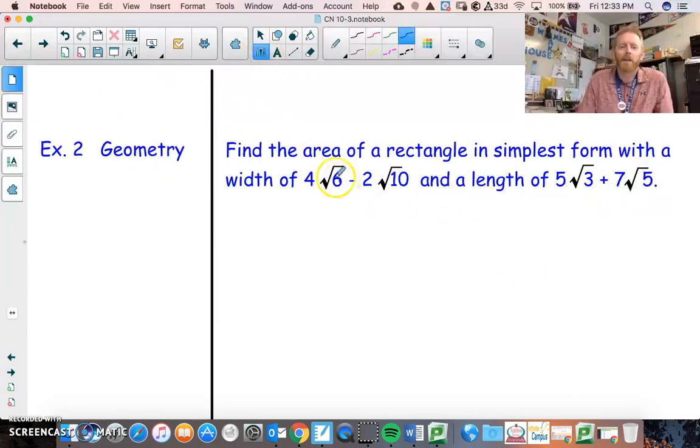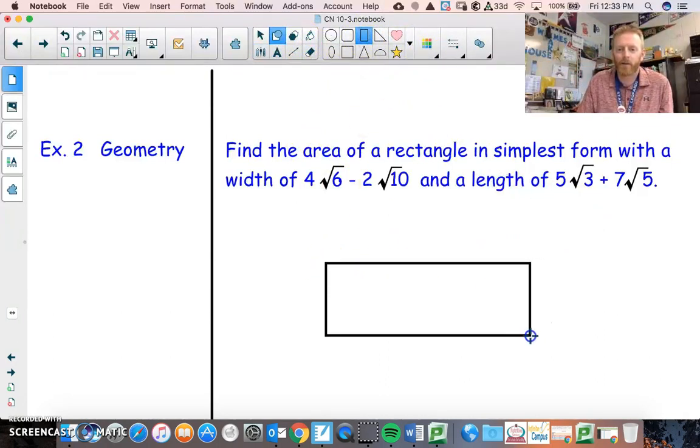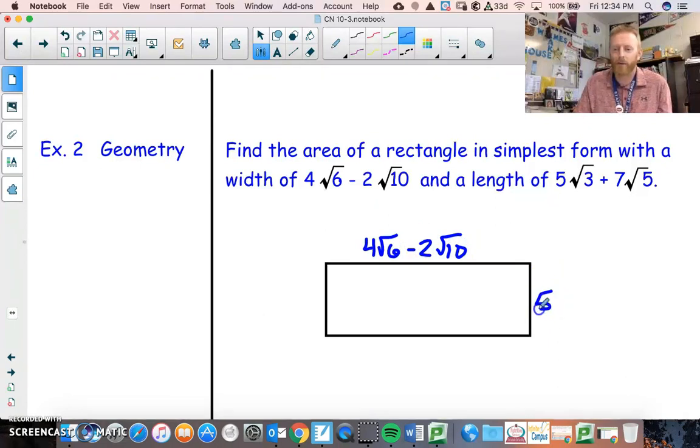Check this out. So you guys always struggle when there's this word-ish problem going on. It's easiest if we just draw a picture. So I'm going to draw this rectangle. Gosh, that's a good looking rectangle. And then I'm going to put in the side lengths. I have a 4 root 6 minus a 2 root 10. And then the other side is a 5 root 3 plus a 7 root 5.